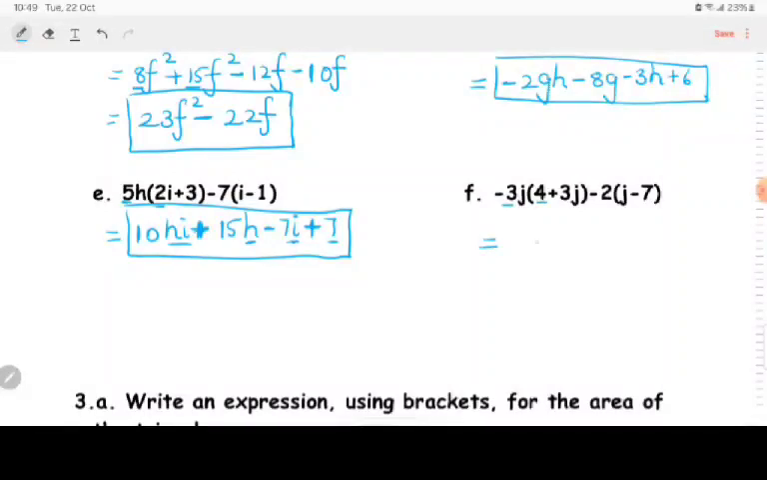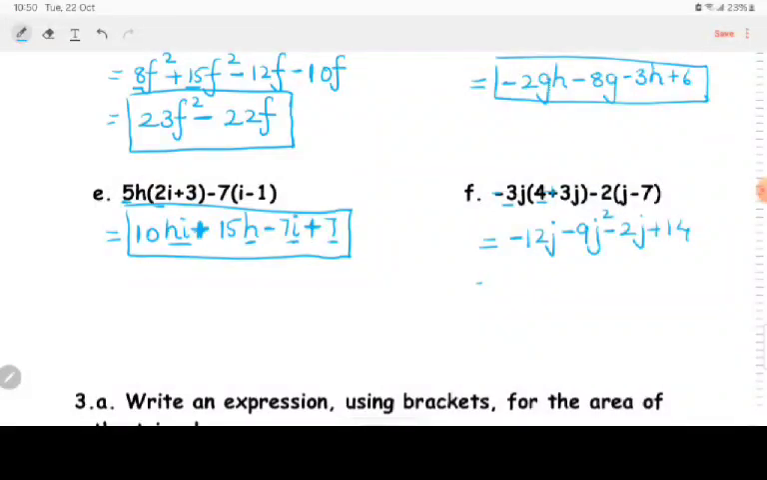Three into 4 makes it 12. However, it carries a minus sign. So minus 12J. Minus out here and plus out here makes it minus. 3 into 3, 9. J into J, J square. Minus 2J plus 14. Do we have any like terms over here?